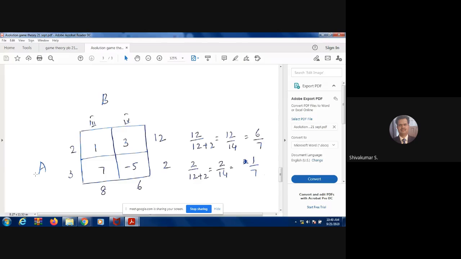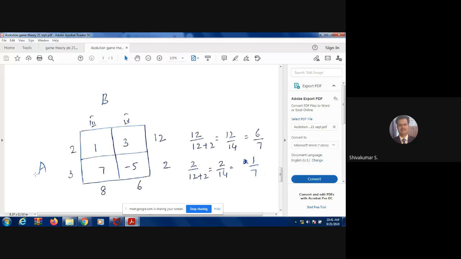Anybody got doubt here? Ask me. This is very important. Till now, you have reduced only the matrix into 2 by 2 using rule of dominance. Now you have to find the oddments to find the strategy of each player.